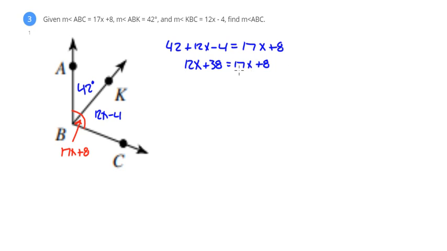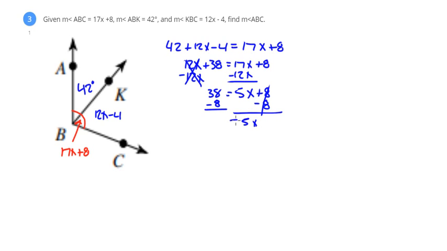We have 17x and 12x. I'm going to subtract my 12x from both sides, because if I do that, this one's gone, and that leaves me with a positive x over here. That equals 38, and then I subtract 8 from both sides.